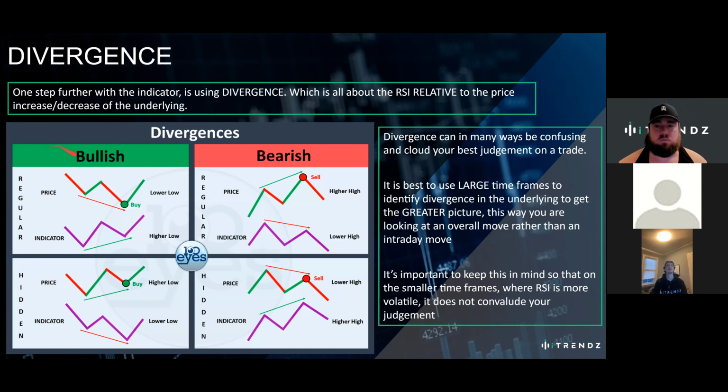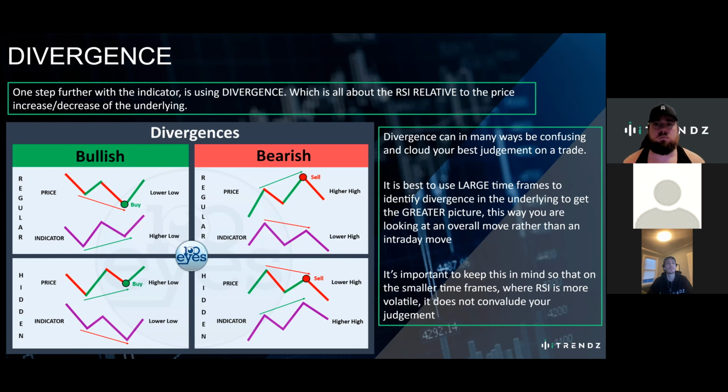So let's talk a little bit about divergence, which is another great tool of the RSI. It's kind of an underlying tool that is not really talked about in the more institutional teachings of it, but you can find a lot of education on YouTube or just on Google about divergence.